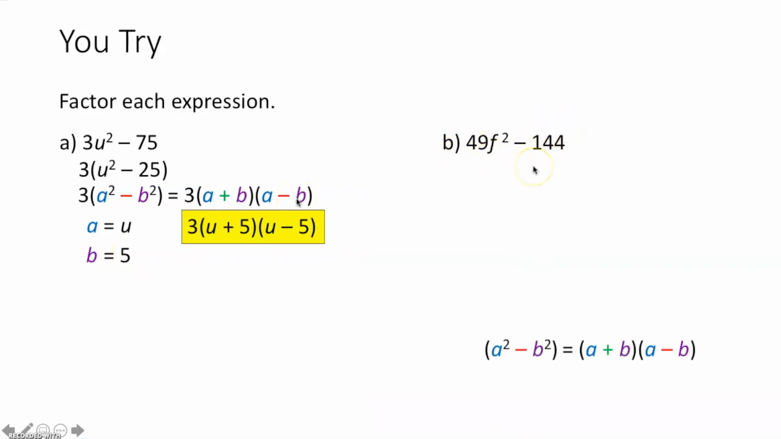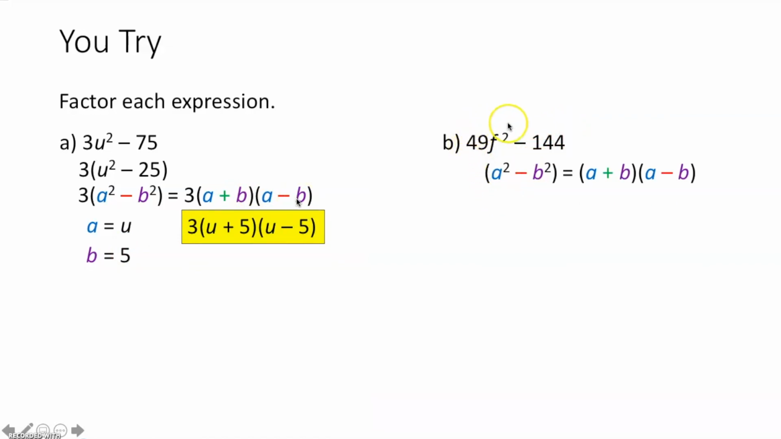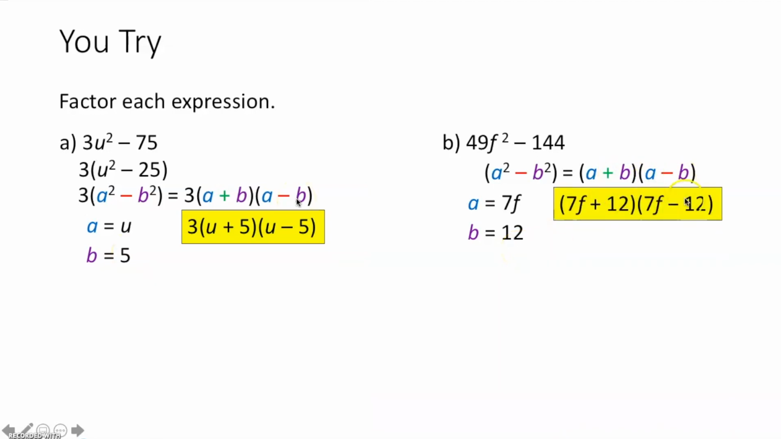Perfect. So let's do this. Here, our a value, we just said if we take the square root of 49f squared, it's 7f. If we take the square root of 144, our b value then is going to be 12. We take a 7f, plug it in for a here and here, take 12, plug it in for b there and there, and you have your difference of squares perfectly factored.